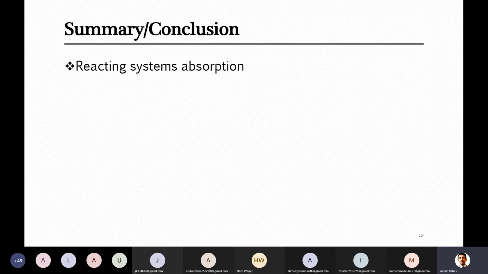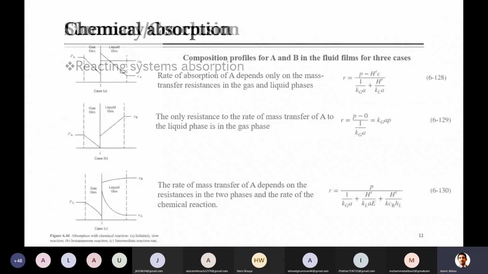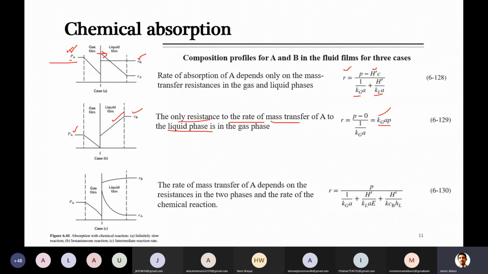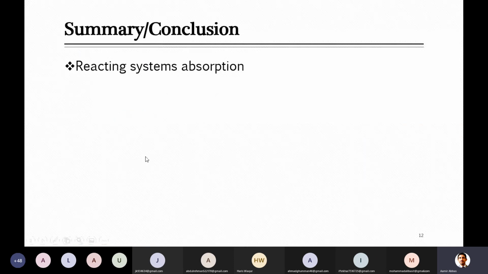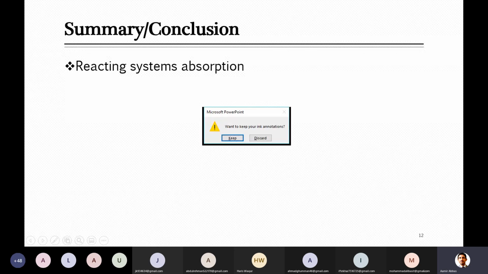So with this we have concluded this chapter. If you want to read more about this reaction system, again I will tell you, if you are going to design such a system in which there is no physical absorption and you are dealing with chemical absorption, just refer to the book of Coulson and Richardson volume 2. There you can see more details, more equations, and about designing systems dealing with chemical absorption. Thank you so much. If you have any question, quickly let me know.